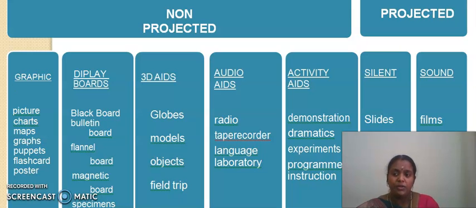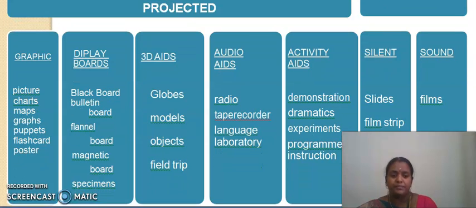As I told you, the non-projected aids are suitable only for the lower class students, because it has been classified based on their cognitive level. Coming to the projected, we have two different things. One is silent and the other one is sound. In silent, we can say the slides, film strips, and OHP. These are the aids that can be used as projected ones for the higher class. And for sound, you can give some motion films and all.